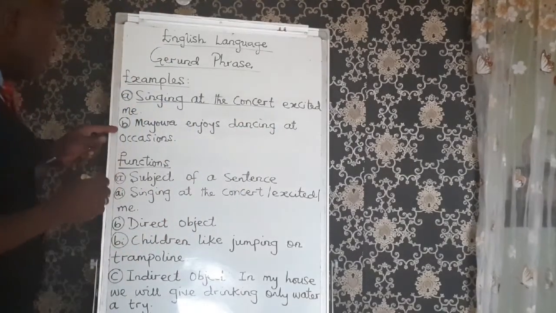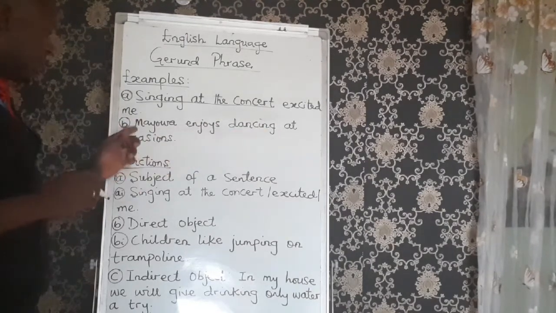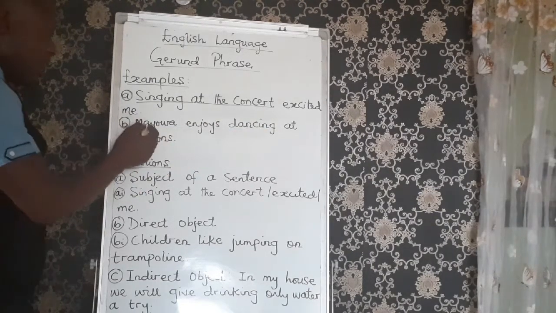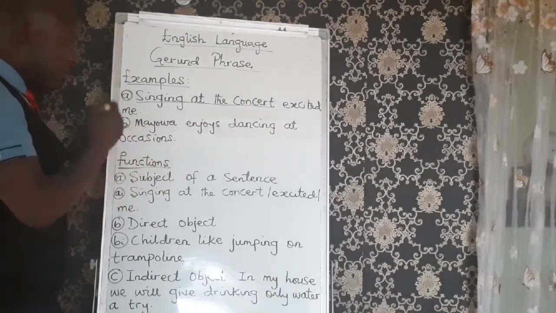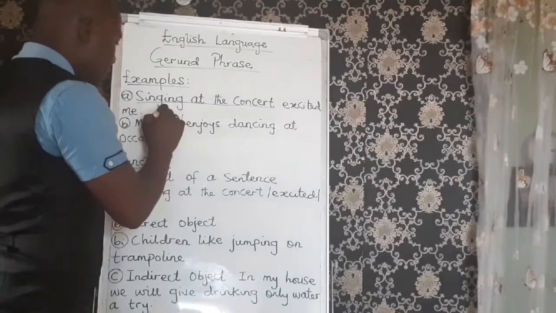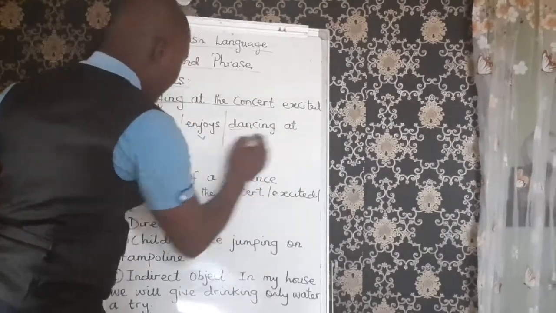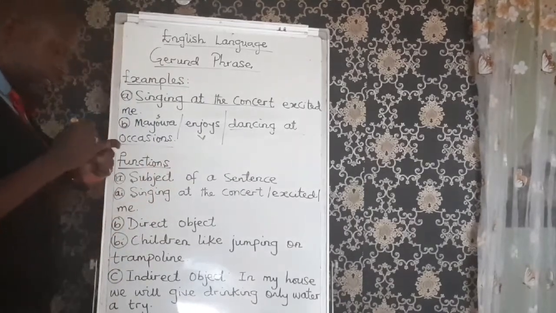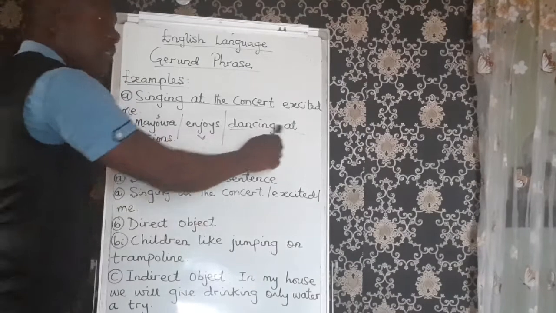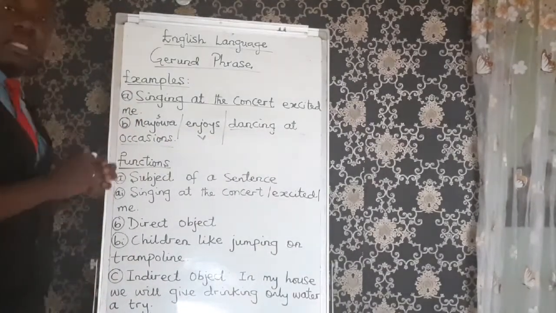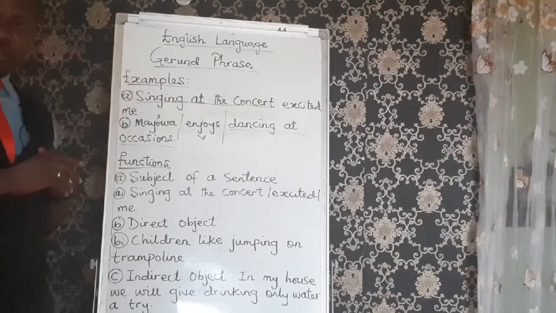Okay, if you look at the second example, Mayowa enjoys dancing at occasions. Now, Mayowa is the subject of the sentence. Enjoys is the verb. While we have dancing at occasions here. Now, dancing at occasions. Dancing is the gerund. At is the preposition. Occasions is the object of the prepositional phrase.